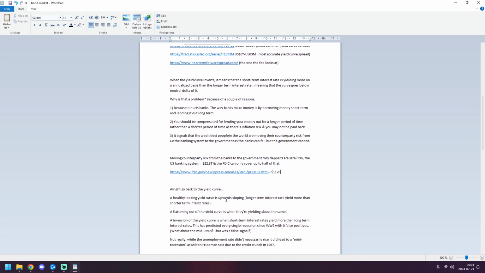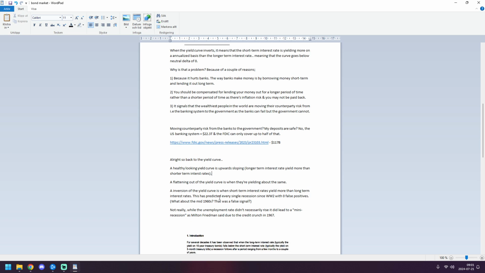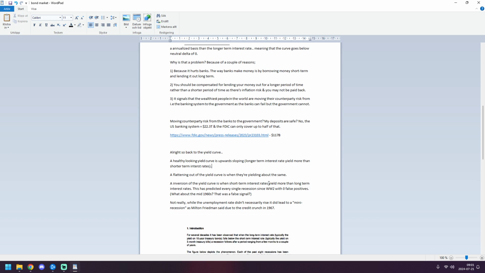So going back to the yield curve, a healthy looking yield curve is upward sloping, which means that longer term interest rates yield more than shorter term interest rates. A flattening out of the yield curve is when they're yielding about the same. An inversion of the yield curve is when the short-term interest rates yield more than long-term interest rates. This has predicted every single recession since World War II with zero false positives.